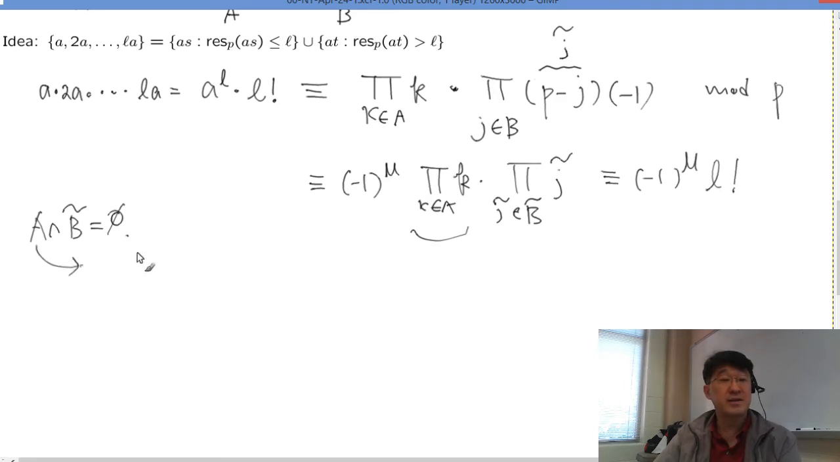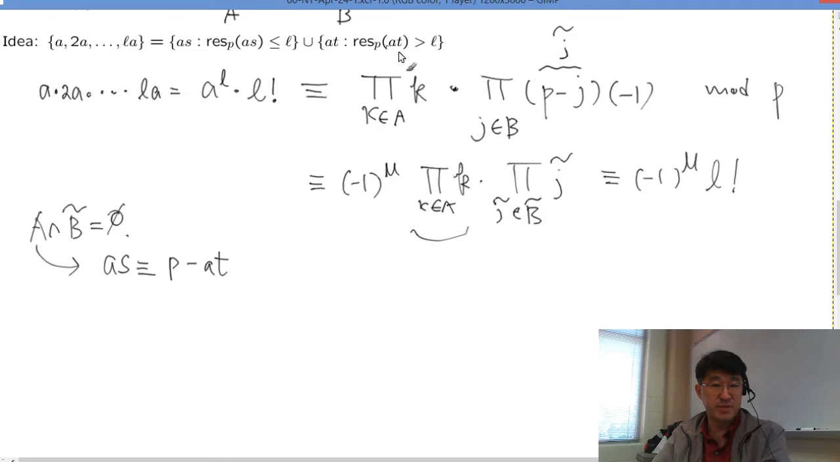All of them are coming from AS, right? If it is equal to that, some of them, it must be B, P minus J, J tilde. Think about it. This B tilde looks like this, J tilde. J tilde must be P minus AT, because J comes from this shape in there. It's mod P. That should be true.